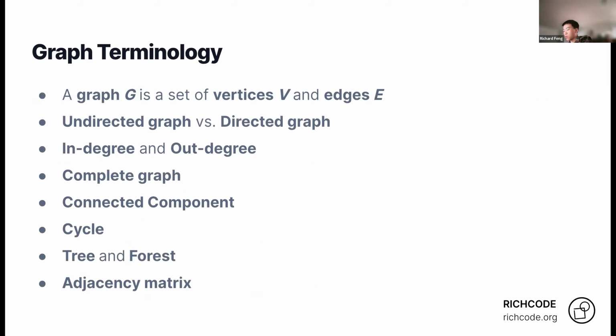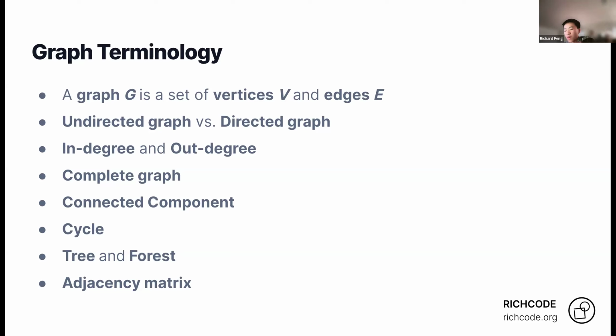And let's do some quick review of some graph terminology, and then we'll get into a Kahoot. So a graph, which is commonly labeled with the letter G, is a set of vertices V and edges E. An undirected graph doesn't have direction, so that means edges can go both ways. Whereas in a directed graph, there is direction. So if we can go from A to B, that doesn't necessarily mean we can go from B back to A.